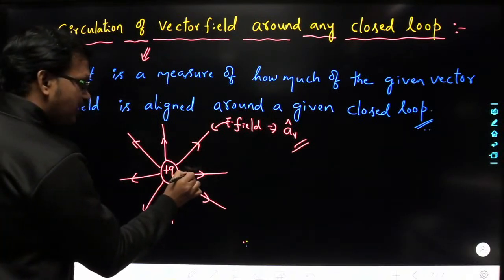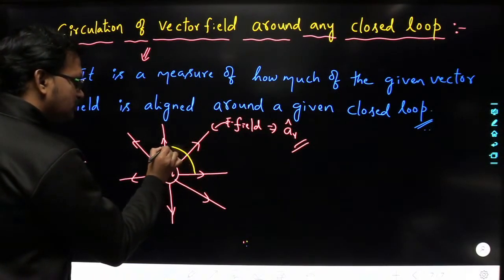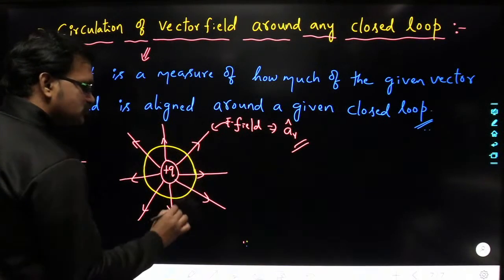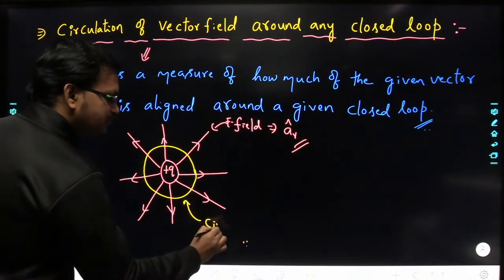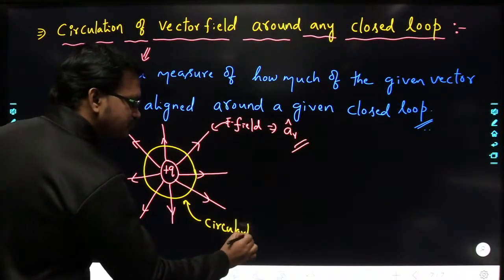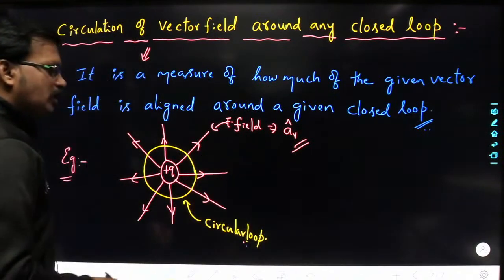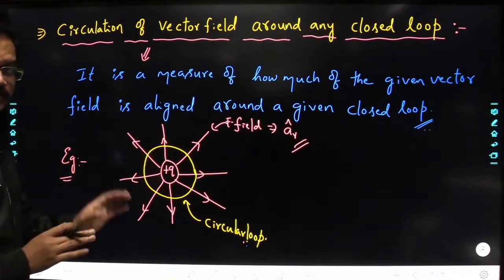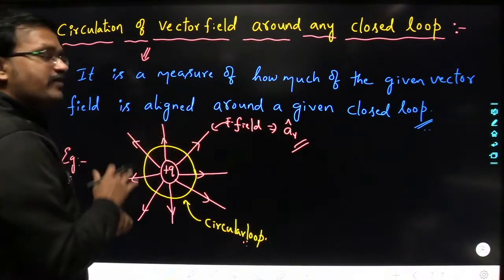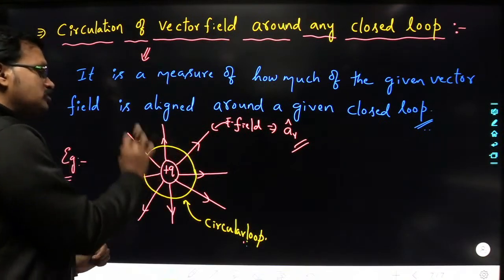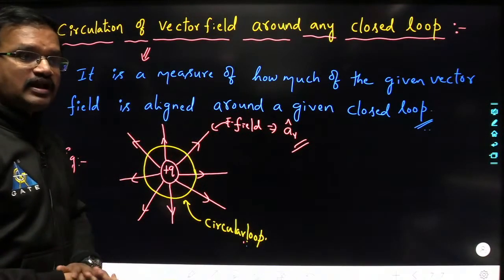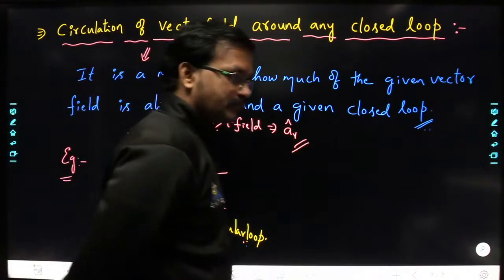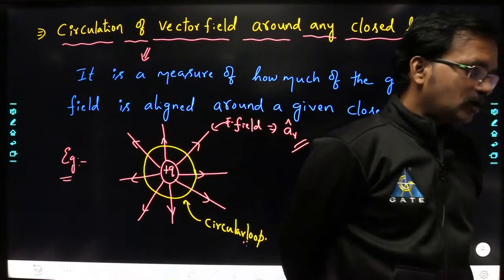Okay, yeah. So now see here, if I try to determine the circulation of this electric field around this closed loop, I am considering a circular loop here for simplicity, right? Okay. Now tell me, what is the circulation of the electric field around this closed loop? That means I am asking how much of this given vector field is aligned around this circular loop. Tell me the answer here. Uday, Kiran, Sri.